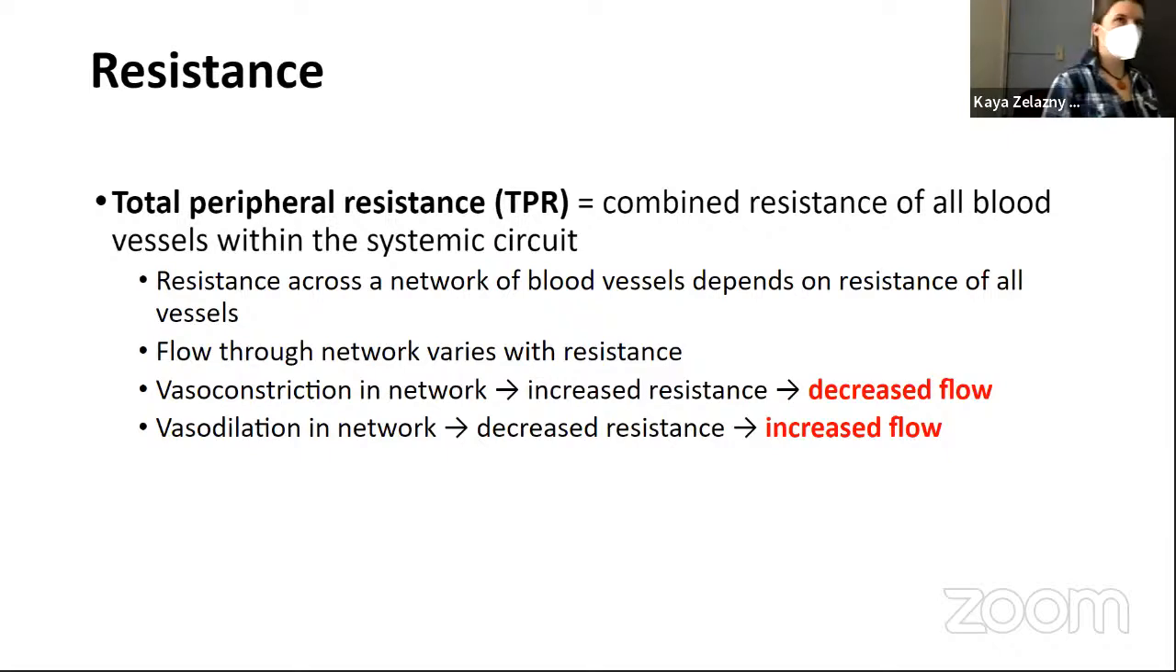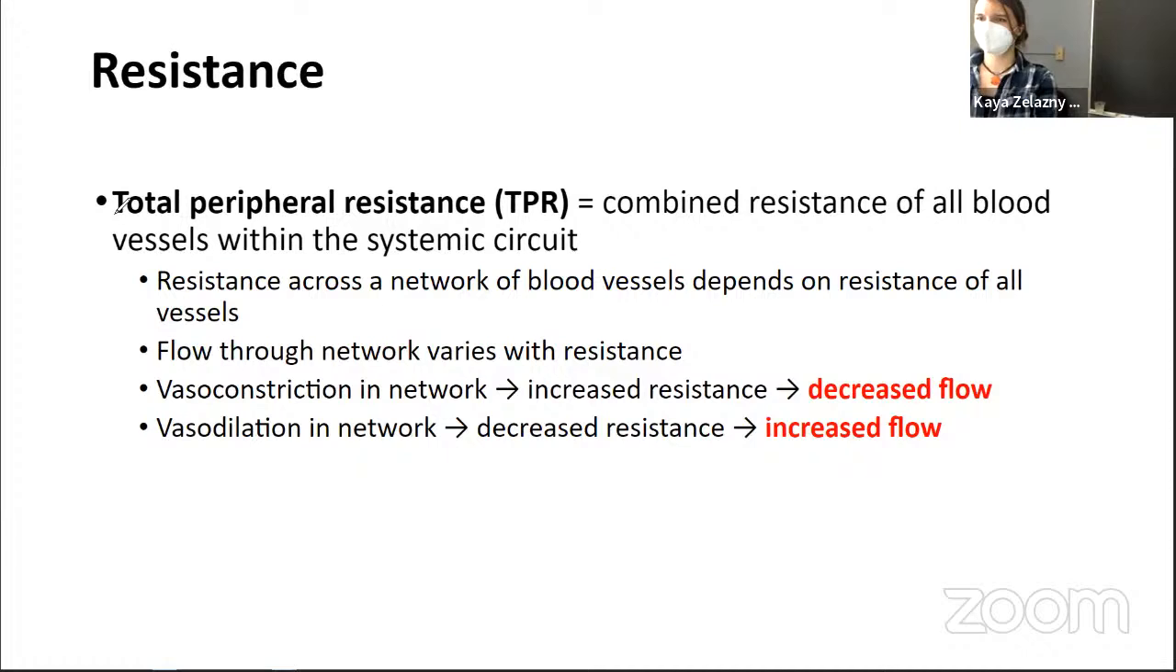Okay. So we're going to be focusing on the systemic circuit pretty much from here on out until we get back to the lung. So what we're going to be talking about as our measure of resistance throughout the system is something we term total peripheral resistance, which we're going to abbreviate TPR.